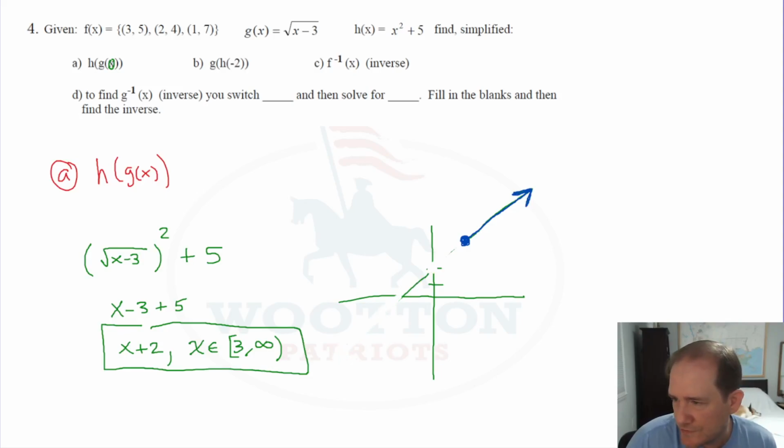So if you were truly trying to write the rule for the function that represents this composition, you couldn't just say x plus 2, because you'd be writing the rule for an entire line that has a domain of all real numbers. We need to stipulate that our domain is that we actually only want the piece that goes from 3 to infinity.